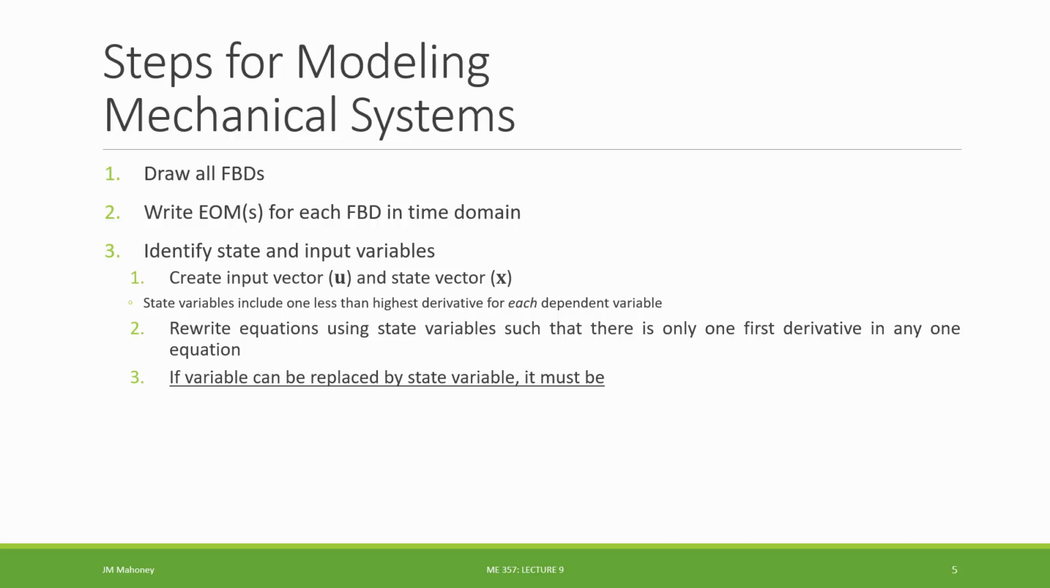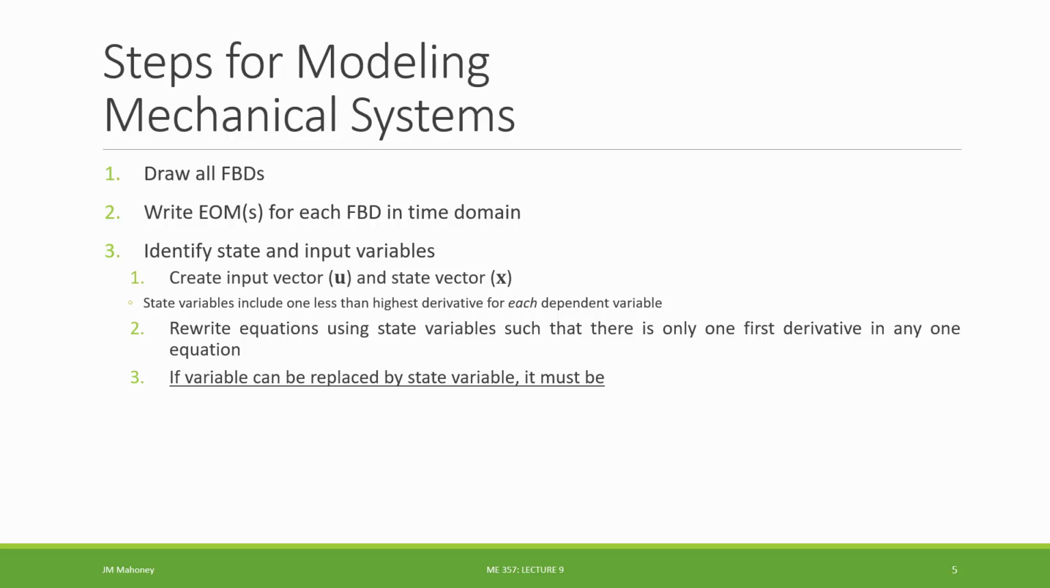So when we are identifying state variables for a state space model, we want to look at every output variable or every dependent variable that is not an input, and all but its highest derivative is going to be a state variable. Oftentimes, the highest derivative we are going to see on an output is a second derivative, meaning that its zeroth derivative and its first derivative would be state variables.